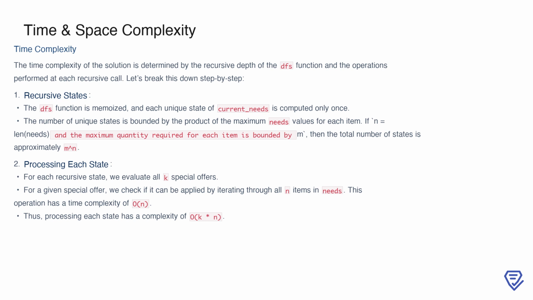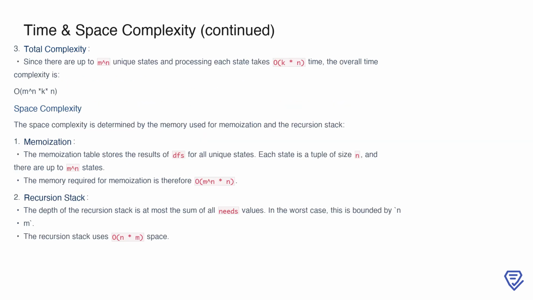Now, for each of these states, we process all k special offers. For each special offer, we need to determine whether it can be applied, which involves iterating through all n items in the needs array. This operation takes n time. Therefore, processing a single state has a complexity of k*n. To calculate the total time complexity, we multiply the total number of states by the time required to process each state. Since there are up to m^n states and processing each state takes k*n time, the overall time complexity becomes m to the power of n times k times n.